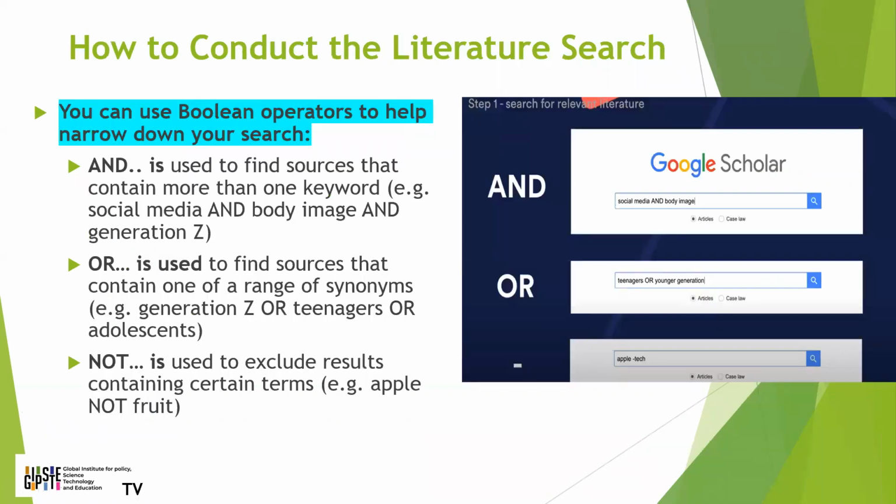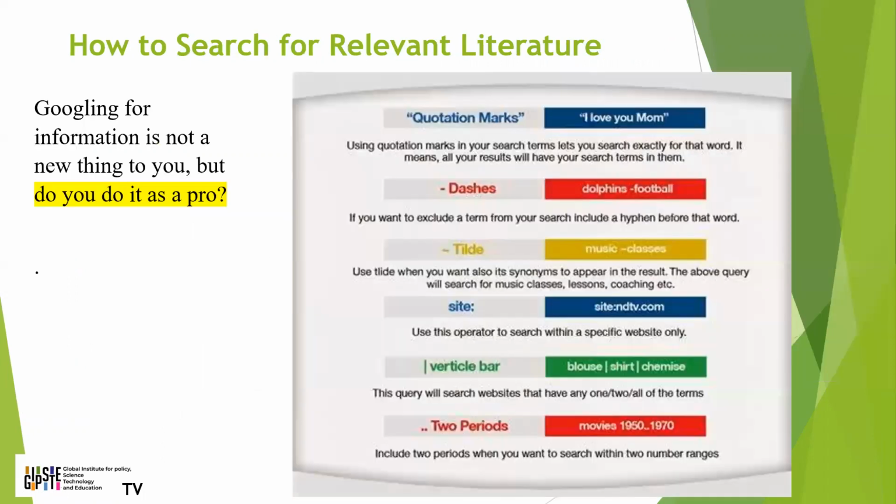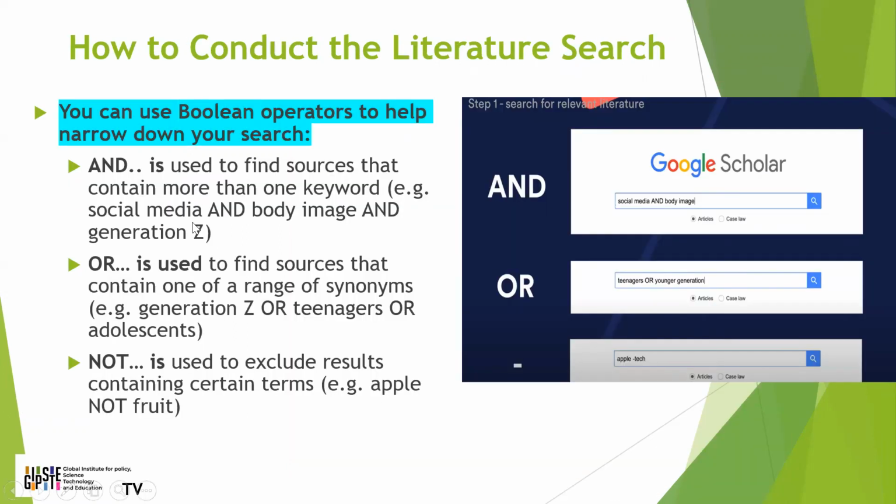How to conduct a literature search? You can use Boolean operators to help narrow down your search. You don't want to include irrelevant information, so you always have to limit the search. These are some of the operators that we utilize. These are the standard ones, but we have more that we can use to search like a pro. So the standard Boolean operators are AND, OR, and NOT.